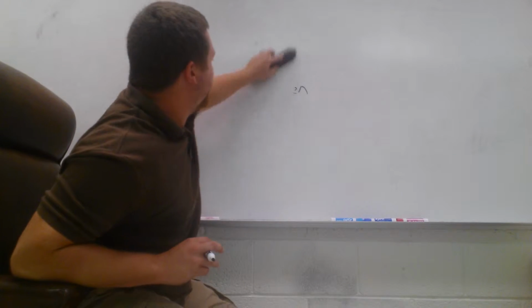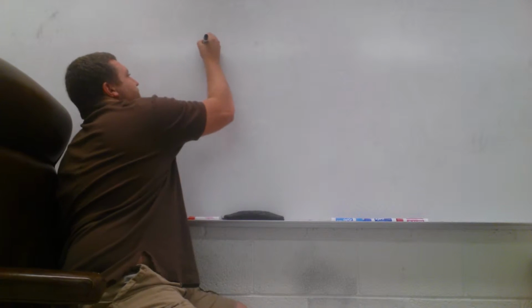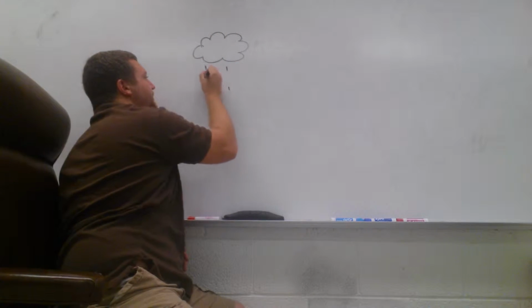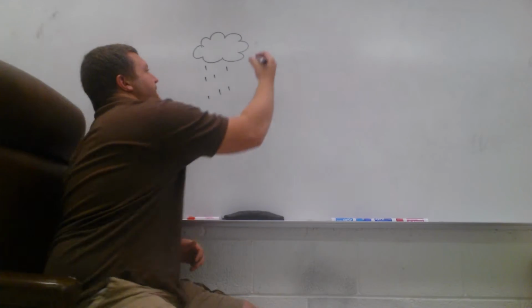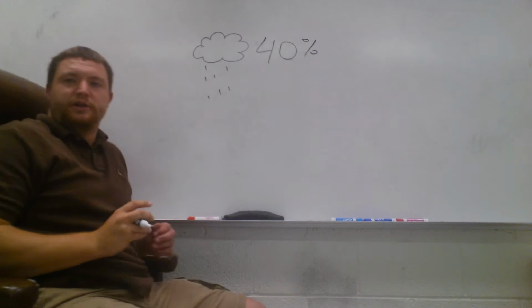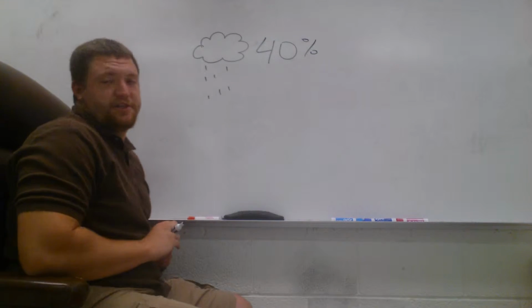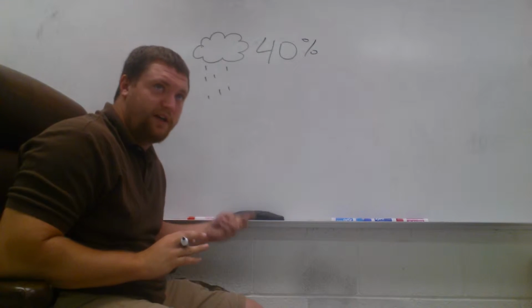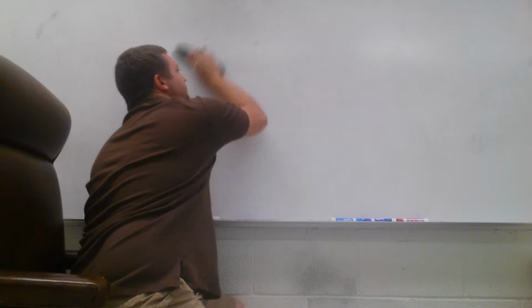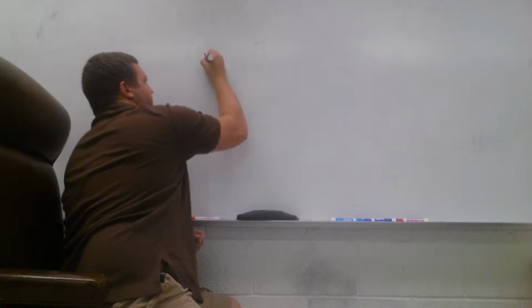Maybe you've seen this little guy before. He looks like this. And beside it, it'll have this. Right? What am I talking about? There's a 40% chance of rain today. Okay? 40% chance, probability. Awesome. Or you'll see a big chart that looks like this.